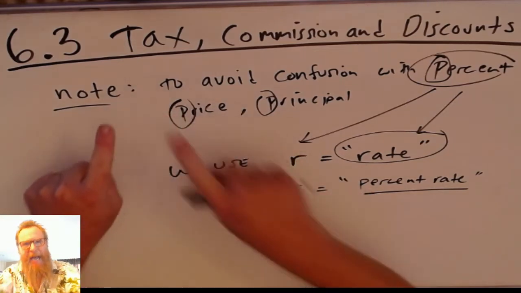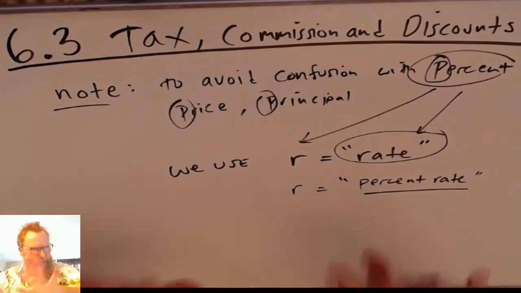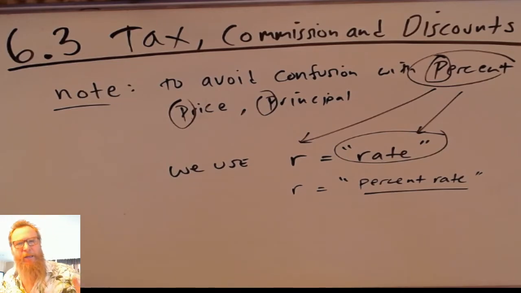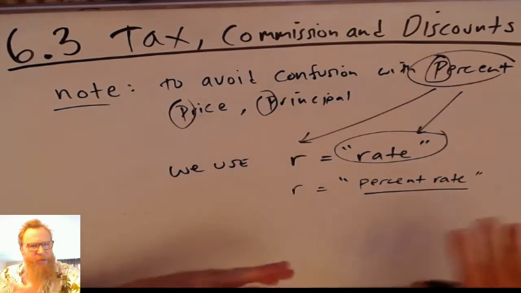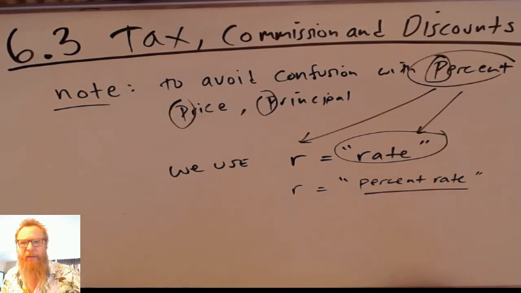If we're talking about tax, it's the tax rate. If we're talking about commission, it's the commission rate. And I'll get into how those problems work as we go. Discounts, you have a 20% discount or something. We'll again call that R instead of P. I hope that's not too confusing.